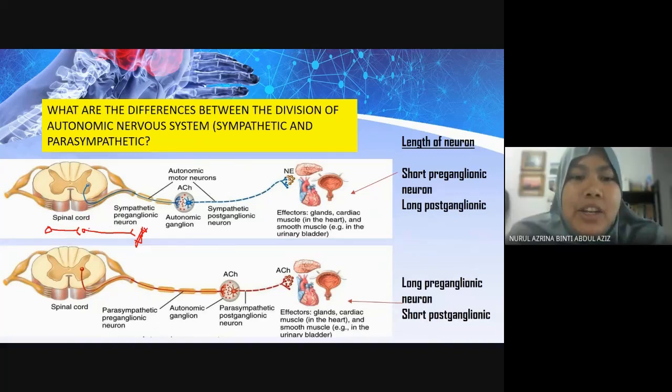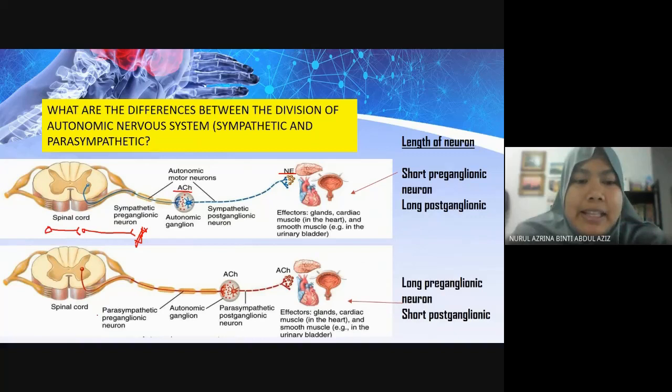Okay. So what are the neurotransmitters released at the synapse? In the autonomic ganglion, it releases acetylcholine, right? And at the synapse, it releases norepinephrine, ataupun noradrenaline. Okay. Kenapa? Because this is the sympathetic division, involved in mobilization of energy. So nanti kita tengok apa efek dia kalau norepinephrine di-release at the synapse to the smooth muscle, cardiac muscle or gland cells.